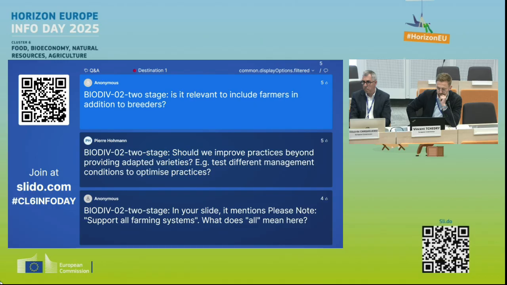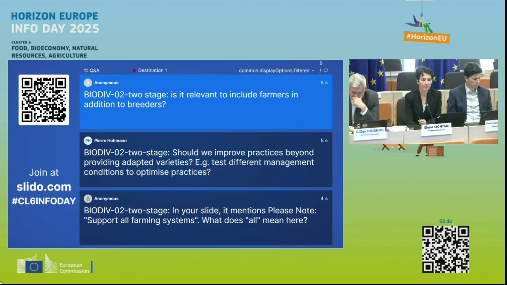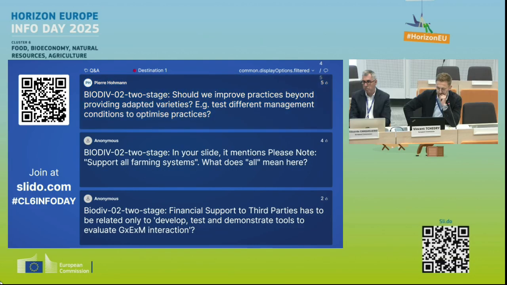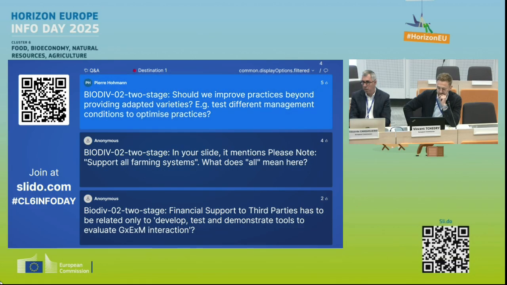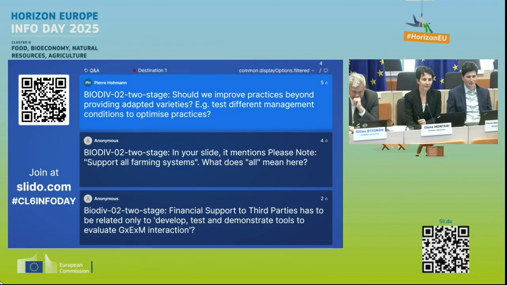Next question is it relevant to include farmers in addition to breeders? Yes. As simple as that. And next, should we improve practices beyond providing adapted varieties? For example, test different management conditions to optimize practices?